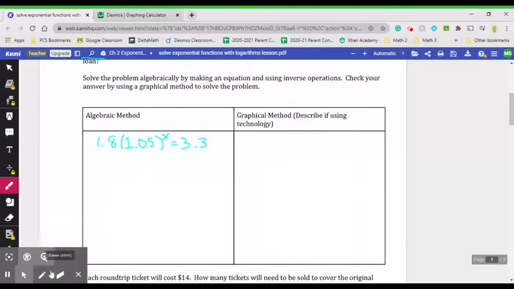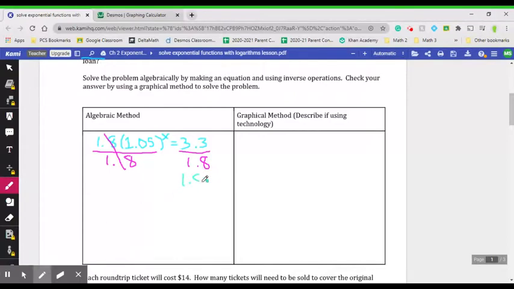The first thing you would do in this problem is divide both sides by the 1.8 on the front. I could divide by 1.8, and that would cancel that out, and divide by 1.8 over here. If we divide 3.3 by 1.8 on a calculator, you get about 1.83. So this side is equal to 1.83, and that is equal to what we have left over on the left side, which is 1.05 to the power of x.